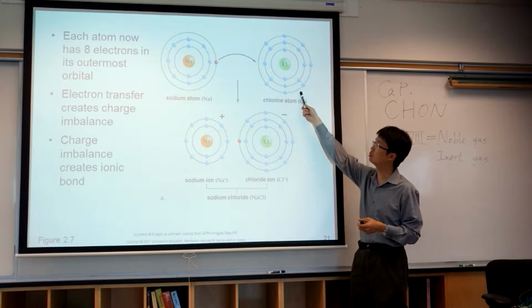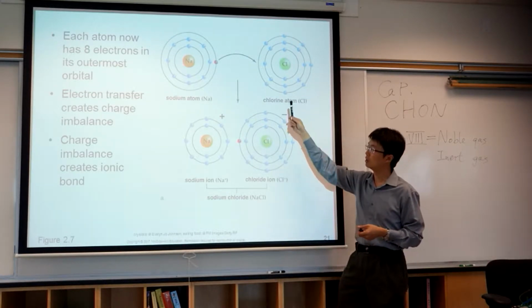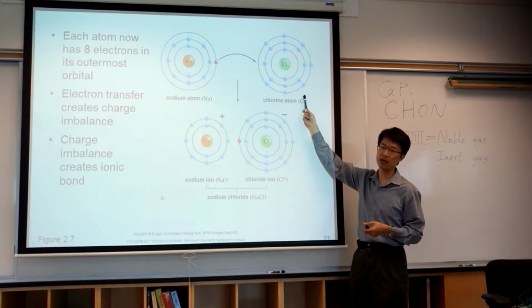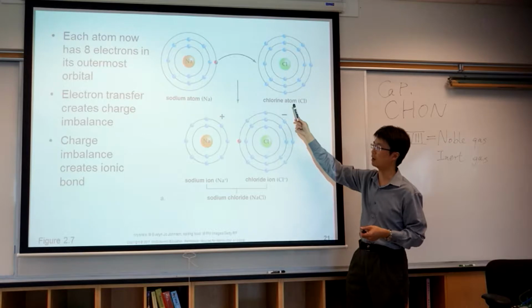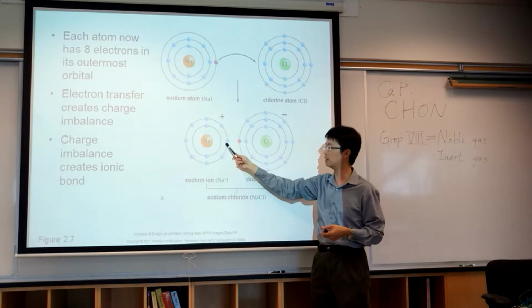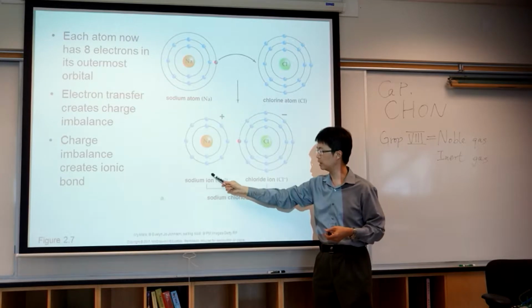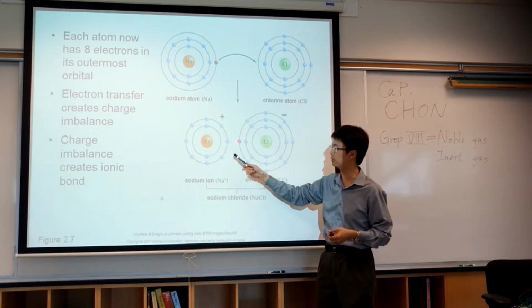And it's just like a woman who wants to get married, she wants to get a diamond. So the guy has a diamond ring to give, the woman wants to get a diamond ring. So what happened? They get married. The guy completely transferred the diamond ring to the woman, and they form something called an ionic bond.